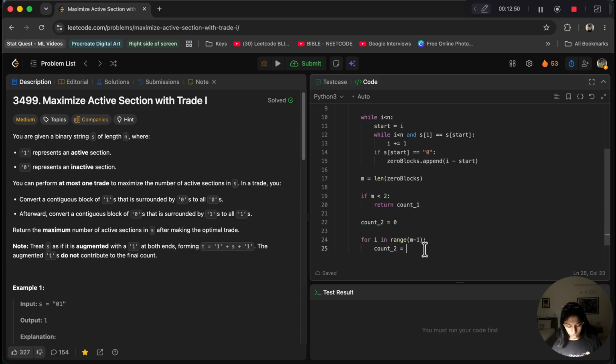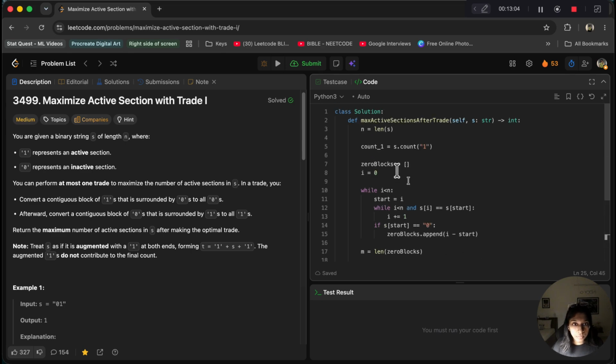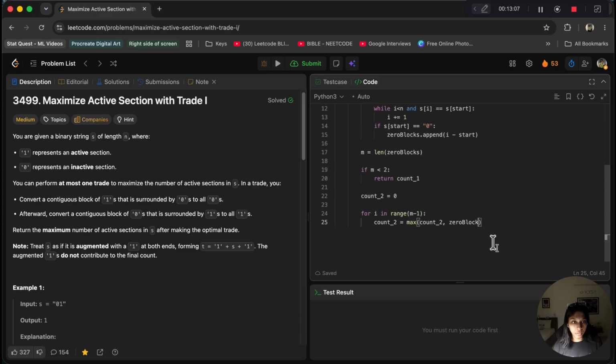So we're going to do count2 is equal to max of count2 and the sum of A and B, those consecutive zero blocks, right? So it's going to be zero_blocks of i plus zero_blocks of i plus 1. All right. So by the end of that, we would be getting the maximum value of what that's supposed to be. And then all we have to do is return count1 plus count2.